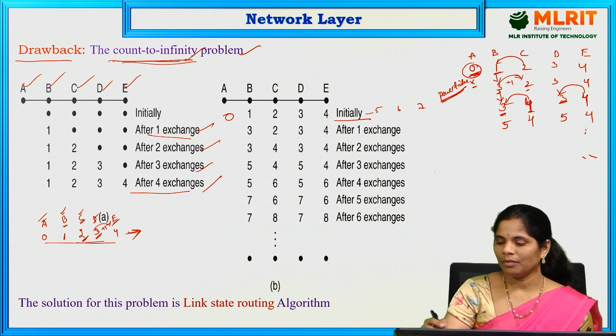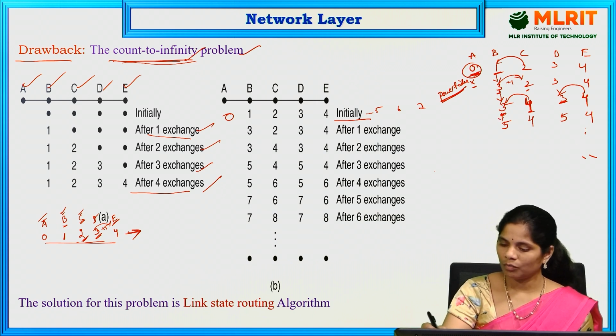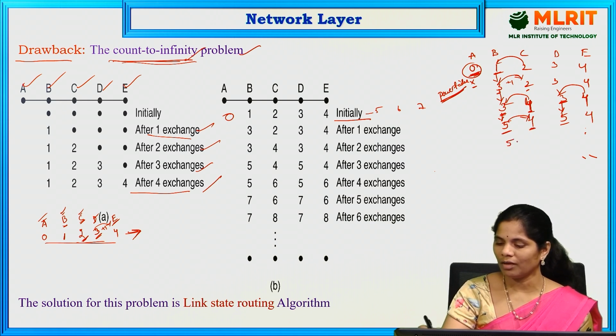In the next case, these two are updated now, right? And then what will C think? My nearest neighbor is B. Again, it will be updated to 6. Here is 5, here is 6. In the same way, here also it is updated: here is 5, here is 6. This process continues the wrong way.